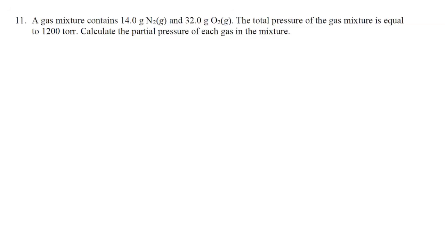Now, since partial pressure is related to mole fraction, it would be important that we start off this problem by calculating the number of moles of each gas. We are given grams of each gas, but we need to calculate the number of moles of each gas. From the information on the periodic table, we can see that the molar mass of nitrogen, N2, works out to be 28 grams per mole. And using the periodic table, the molar mass of oxygen gas, O2, is 32 grams per mole.